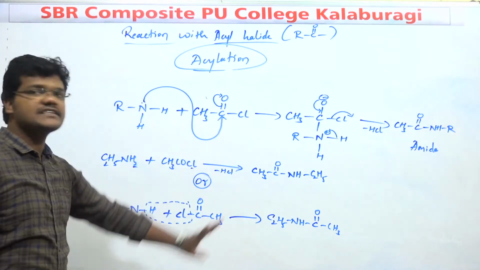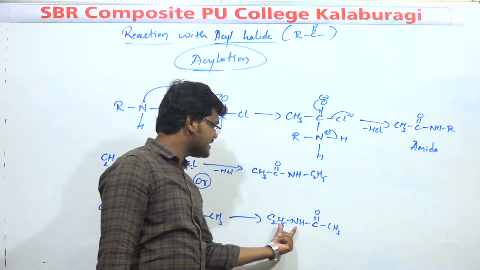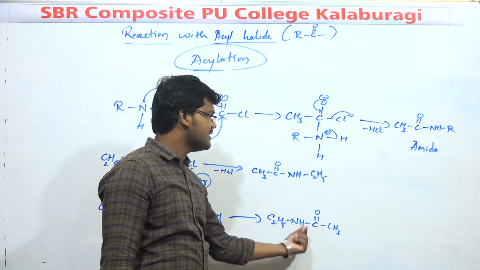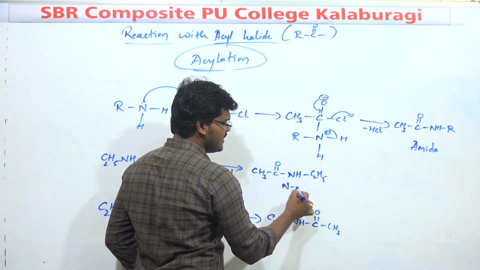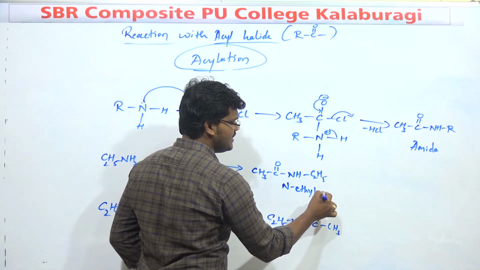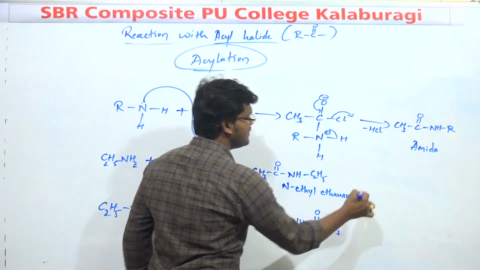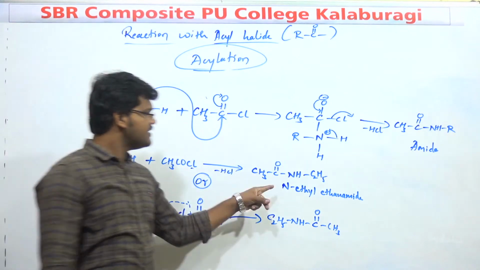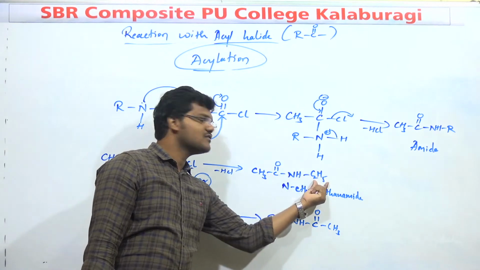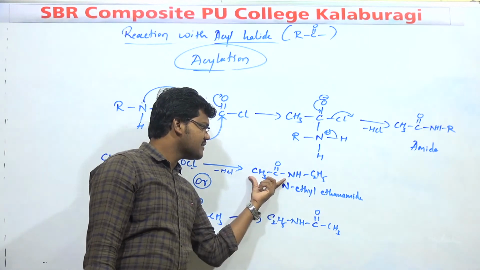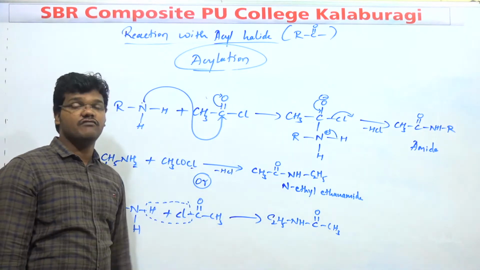So it is the same reaction I have done here. So this is ethanamide. There are two carbons, so it is ethanamide. Which ethanamide? N-ethyl ethanamide. Clear? See, this is ethanamide. There is an ethyl group over here. So it is N-ethyl ethanamide. I have written different patterns for your convenience.